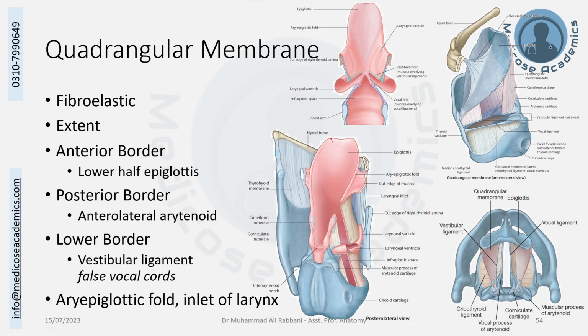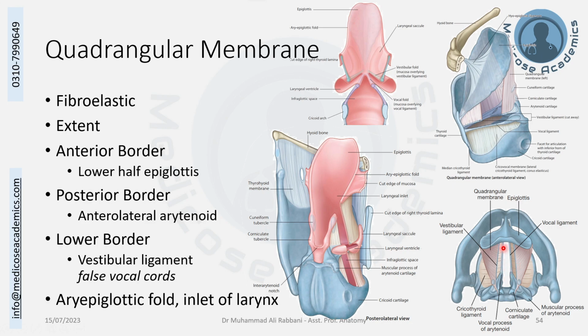Anteriorly, the epiglottis, and on the side, the mucosa covering the quadrangular membrane is known as the aryepiglottic fold. Between the aryepiglottic folds, there is the tip of the arytenoids, including both the cuneiform and corniculate tubercles, and then there is a mucosa joining both of the arytenoids, that is the interarytenoid notch. This is the laryngeal inlet, and this is how you can see it from the top.